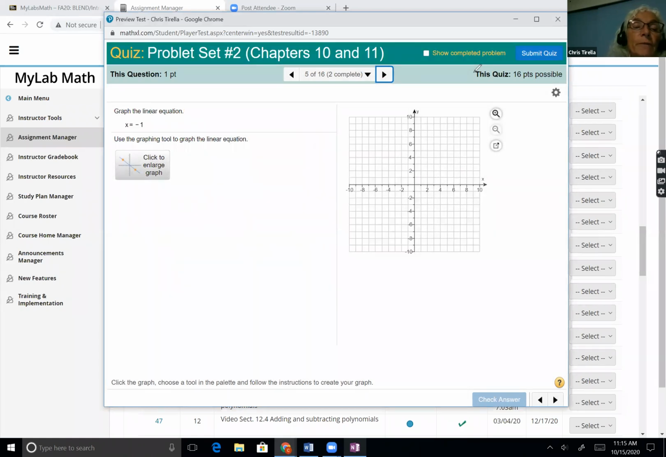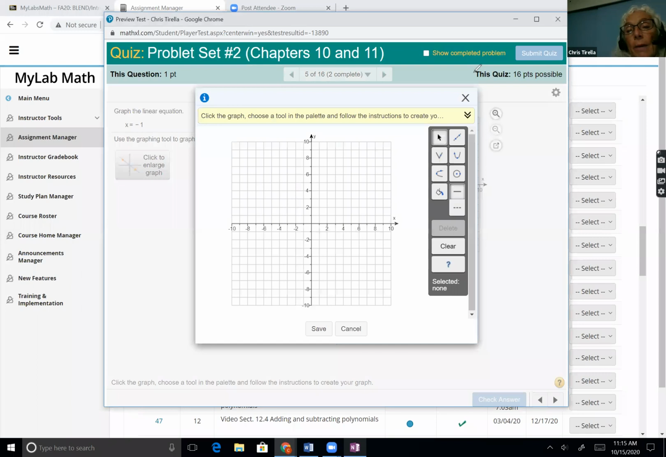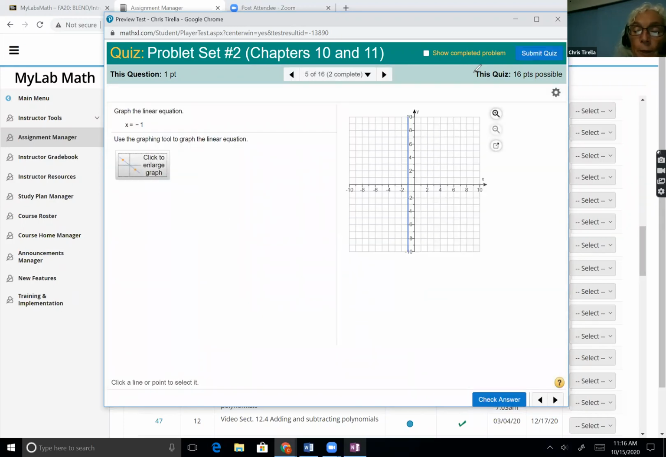To graph the equation x equals a number, well, we had said that y equals a number was a horizontal line. So if I have x equals a number, it's going to be a vertical line. And so for this line, I'm worried about where x equals -1. So I'll go to -1 on my x-axis. And then I'll go to any other point that has an x value of -1 to get that vertical line. Is everybody all right with that one?